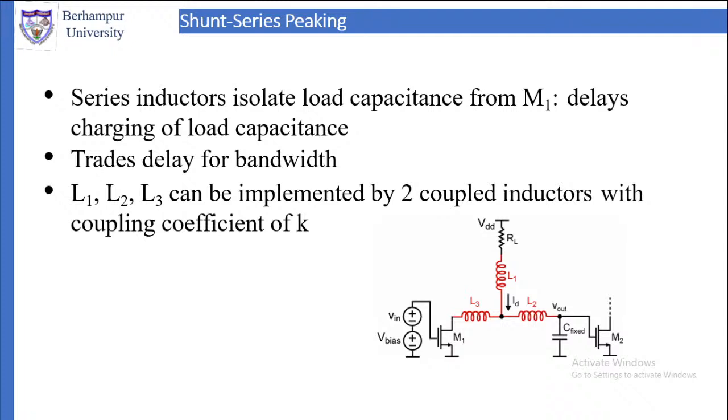Now L1, L2, L3, all these three inductors can be implemented by two coupled inductors with coupling coefficient K, that you can also see here. They can be replaced by two coupled inductors. So take two inductors, couple them like mutual coupling. So instead of three inductors, we can have two coupled inductors with coupling coefficient K.